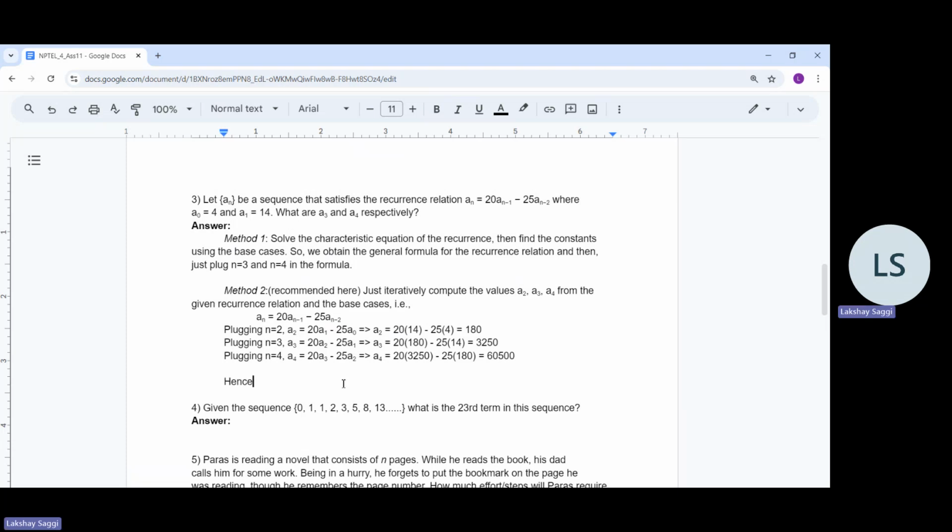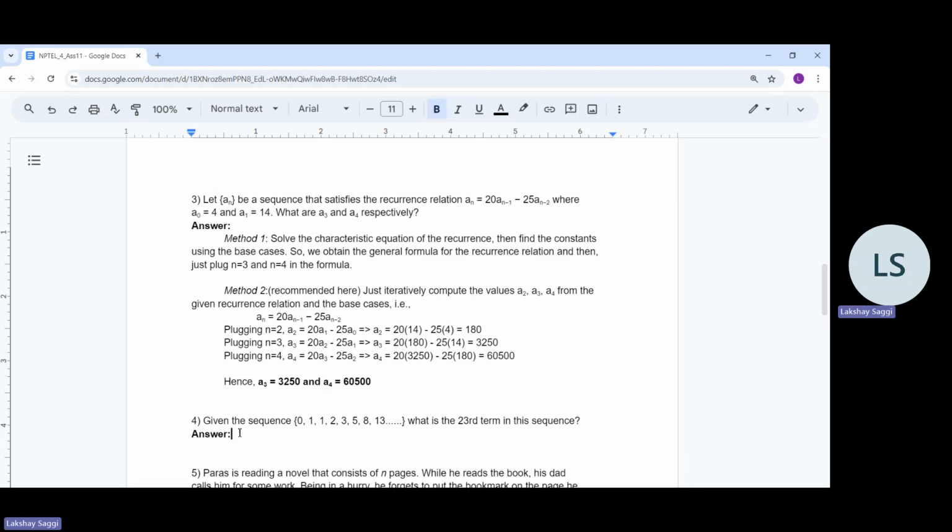And so hence we get A3 is equal to 3250, and A4 is equal to 60,500. So this is the final answer. Maybe I'll just put this. Yeah.